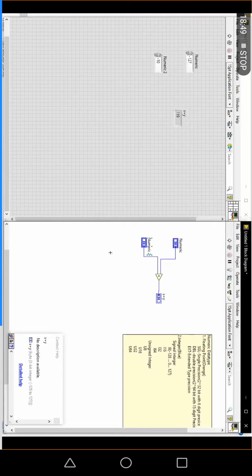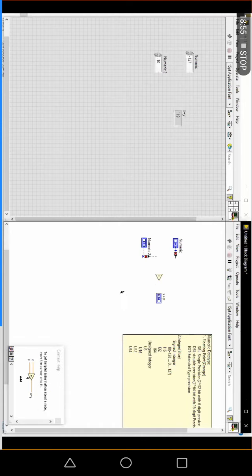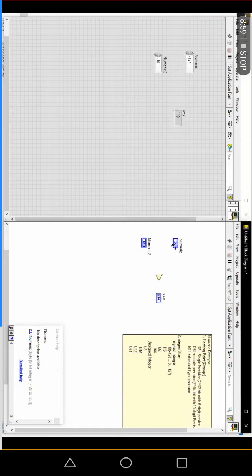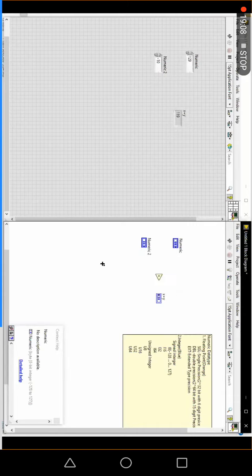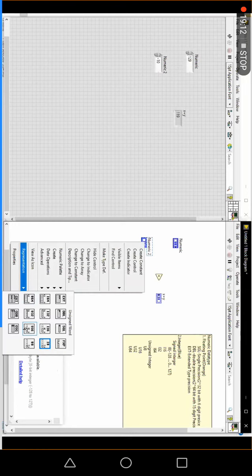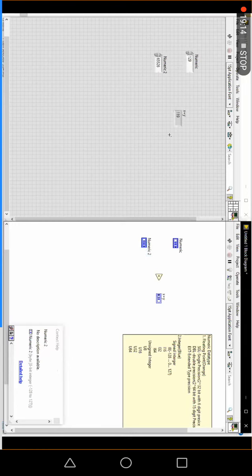Now, how to change the representation? Let me delete this one. Now I am going to change the representation here. Right click, representation, and it will be I16. I'm going for U-Wide representation, and this is going to be a U16 representation. So I have two different representations available. I am going to perform the same thing.